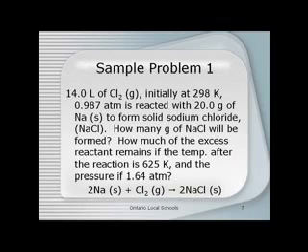Let's look at a sample stoichiometry problem involving a gas that is not at STP. Here we'll start with 14 liters of chlorine gas, initially at 298 Kelvin and 0.987 atmospheres, reacted with 20 grams of solid sodium to form solid sodium chloride, NaCl. How many grams of sodium chloride will be formed, and how much of the excess reactant remains if the temperature after the reaction is 625 Kelvin and the pressure is 1.64 atmospheres?